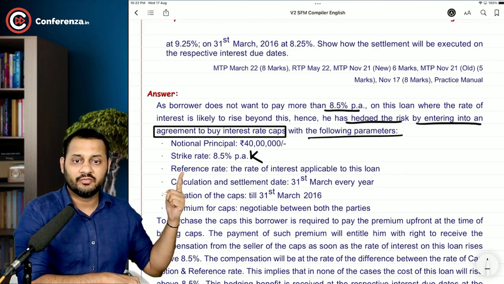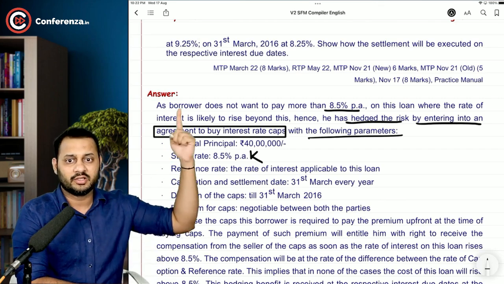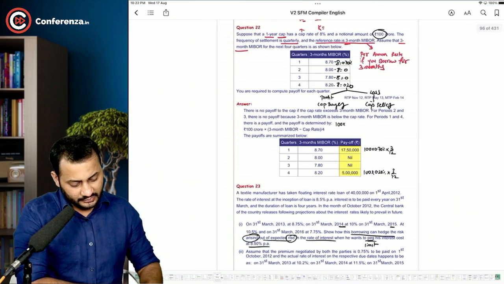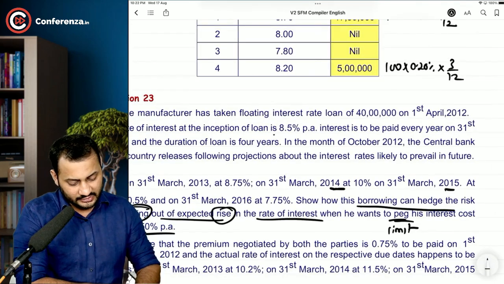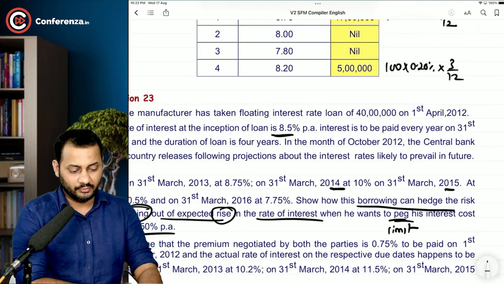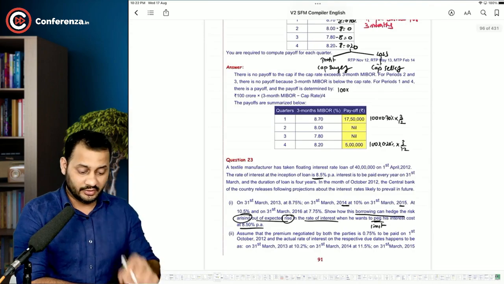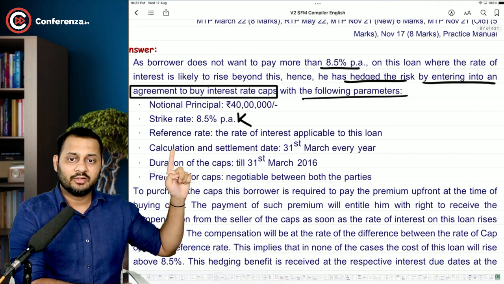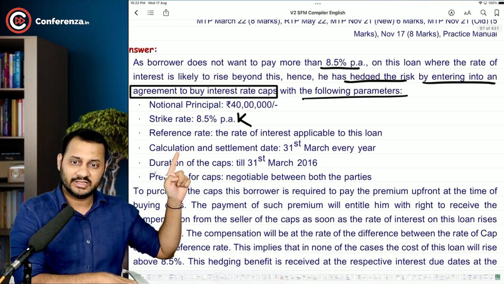Reference rate is the rate of interest applicable to this loan. So whatever the interest rate was, on whatever basis this rate was decided, MIBOR, LIBOR, whatever factor, it will be the same in the cap option. Calculation and settlement will happen on 31st March every year because I have to pay interest on the same date.